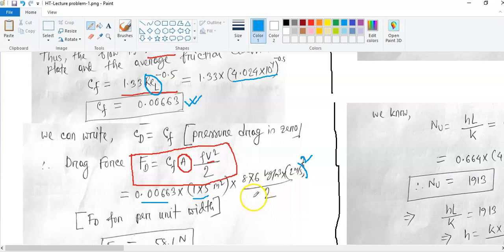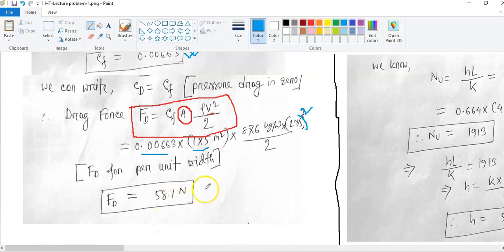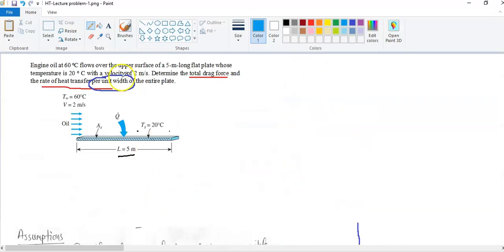I already explained the area. This is per unit width, which is given in the question. So we got the drag force. Okay, so this is the first part of the discussion, the drag force.